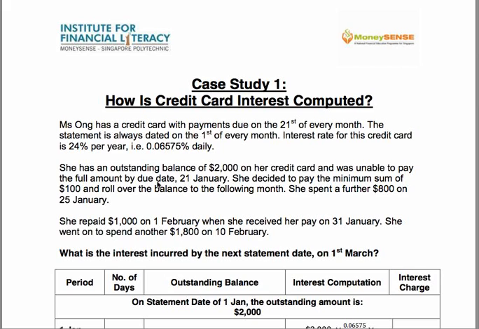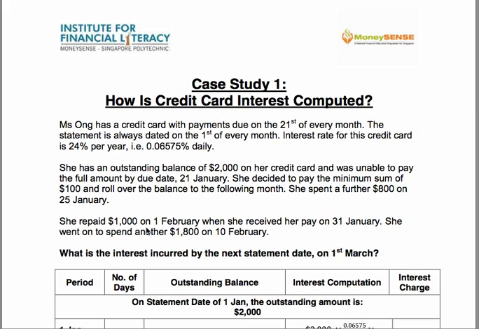Now Ms. Ong has an outstanding balance of $2,000 on the credit card and was unable to pay the full amount by the date due, which is 21st of January. She decided to pay the minimum sum of $100 and roll over the balance to the following month. She later spent a further $800 on the 25th of January.